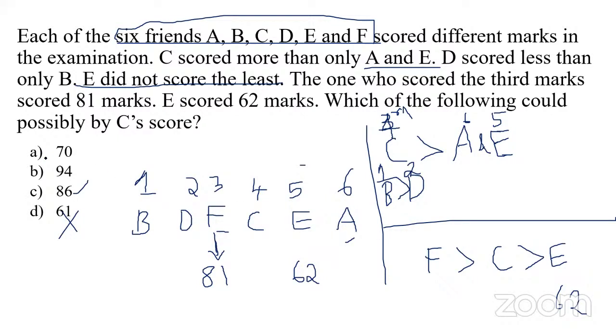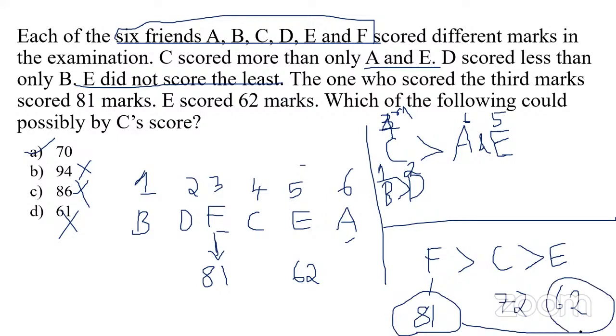If you take 70, if you take 86 and all, this got 81 marks. So 86 வராது, 94 வராது, right? So the only option is 70 marks, because the mark of C should be between 81 and 62. If it is based on 81 and 62, then only that is the answer. So 70.